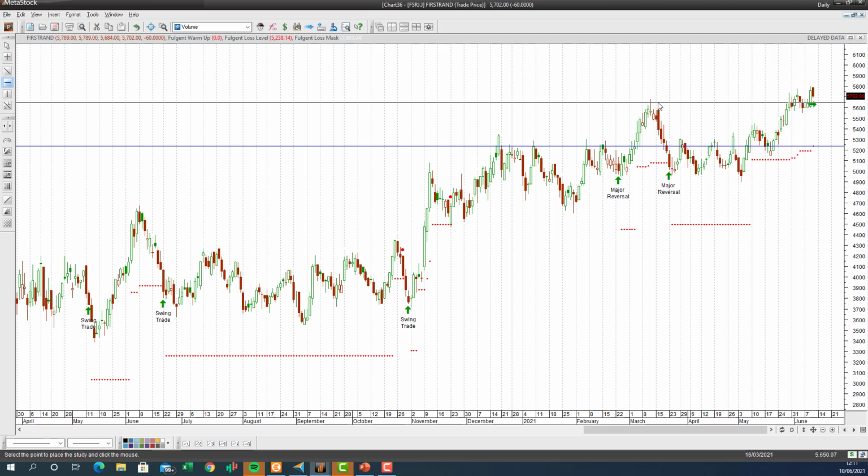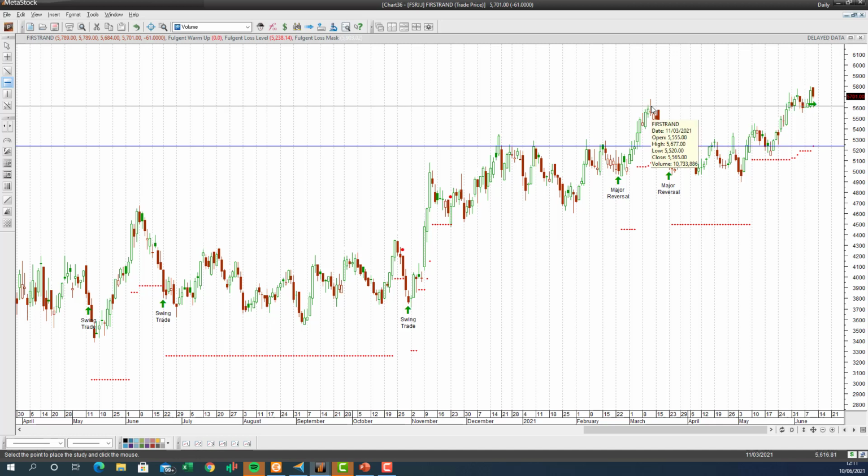It's now broken past this resistance level, so that should be a new support zone, cluster of support. There we go.